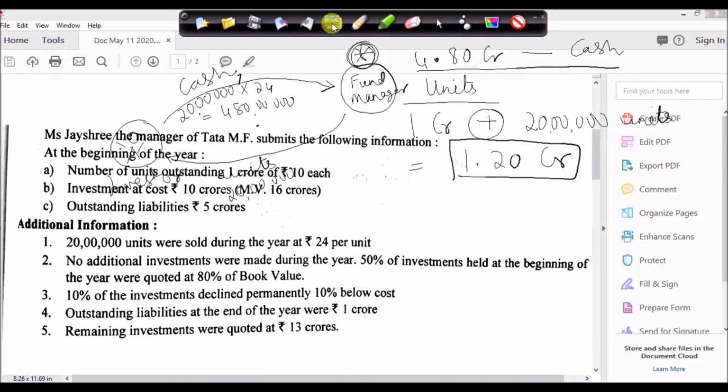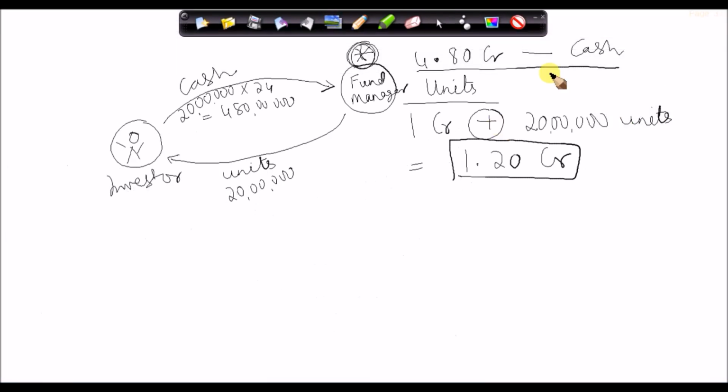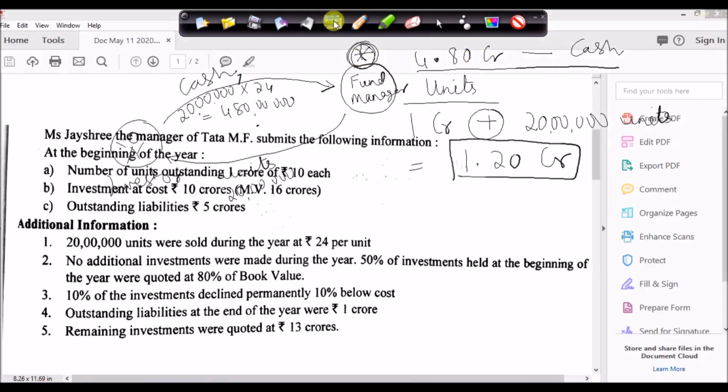Now we are moving further. No additional investments were made during the year. In other words, what they mean to say is that the fund manager has 4.80 crore rupees of cash in hand, but he has not spent this 4.80 crores to buy any additional investment. So the line is speaking about that part. No additional investments were made during the year.